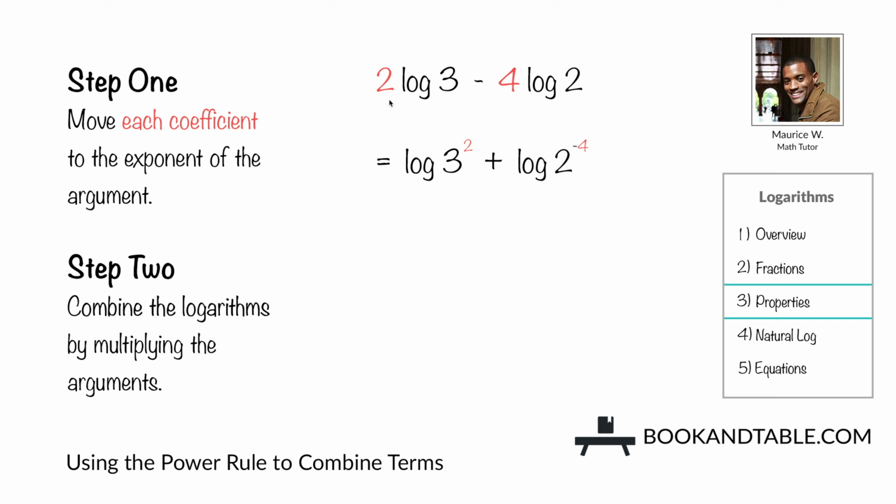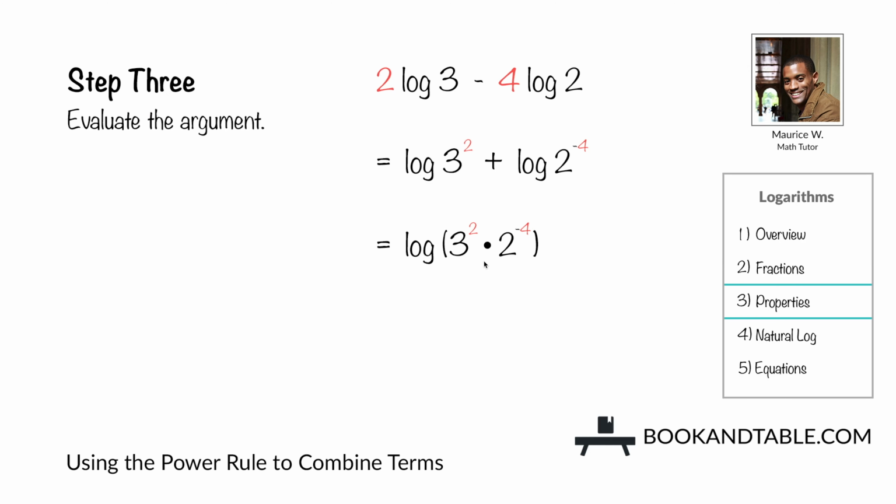So again, we change 2 log of 3 to the log of 3 raised to a power of 2. And we take negative 4 log of 2 and change that to the log of 2 raised to a power of negative 4. And now, step 2, we want to combine the logarithms by multiplying the arguments. So this is where we're using the product rule. Since we're adding logarithms with the same base, these are common logs since the base is not shown. That means we can combine them by multiplying the arguments 3 squared and 2 raised to a power of negative 4.